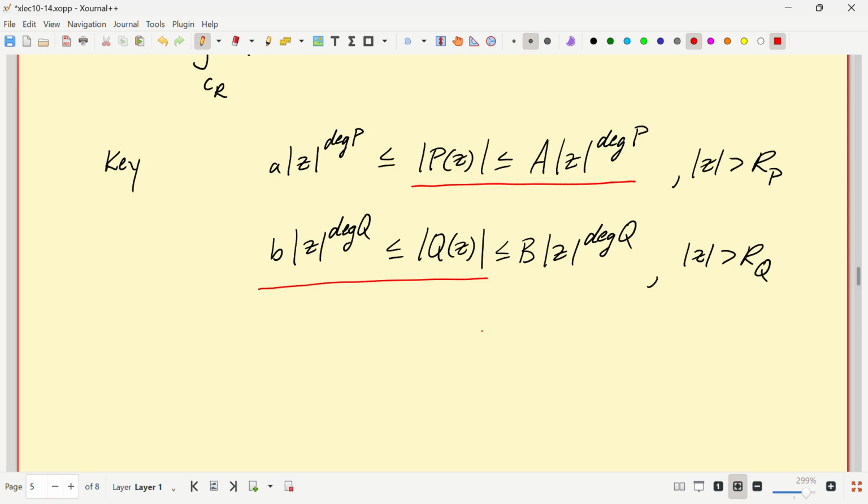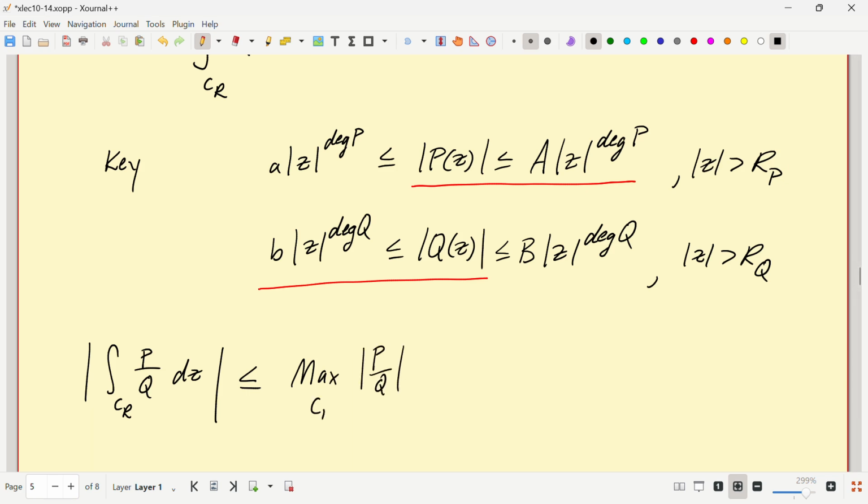And so when I get my integral around C sub R of P over Q dz, it is going to be less than or equal to the maximum that P over Q can be on C sub R, times the length of C sub R, which is pi r, not 2 pi r, since it's half of a circle.